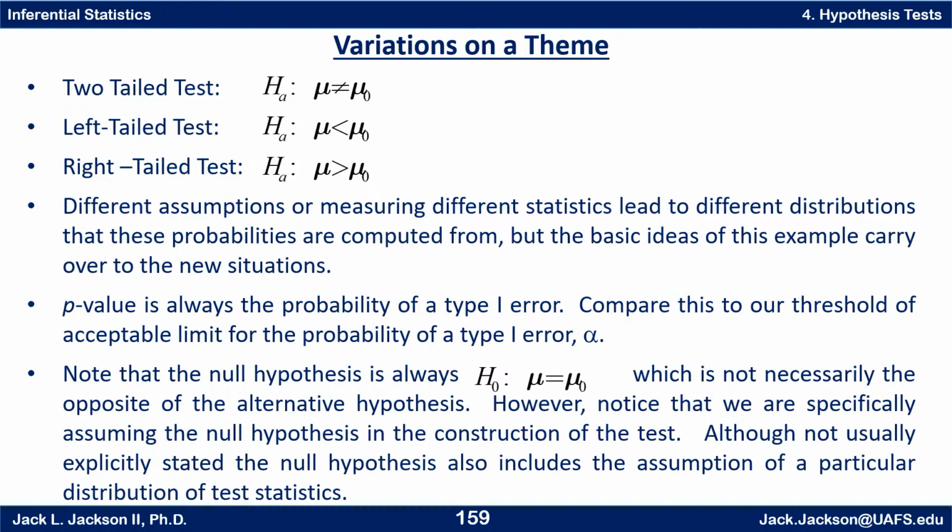Okay, more extreme. What does that mean? Well, in a two-tailed test, that means further away from the mean, either to the right or to the left, above or below the mean. If it's a left-tailed test, more extreme means further to the left, or smaller than or less than what we actually got. And a right-tailed test is further to the right, or greater than the value we just got. That's what I mean by more extreme.